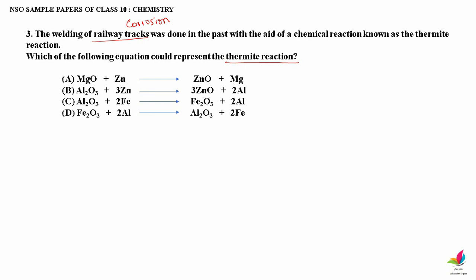So we have to identify which of the following reactions actually represents the thermite reaction. If you don't know the thermite reaction, one logic is that we know railway tracks are made up of iron, correct? So you need to look for the reaction where iron is involved. That is C and D. So obviously it should not be A and B. So that is one point.